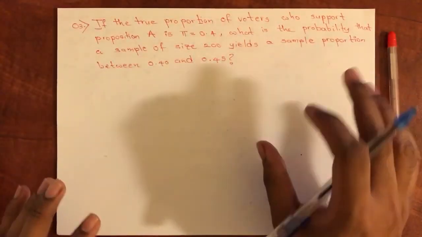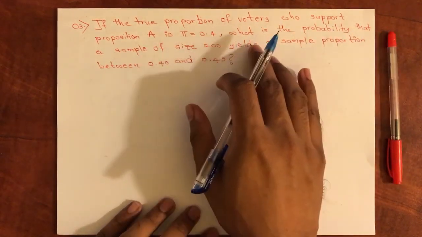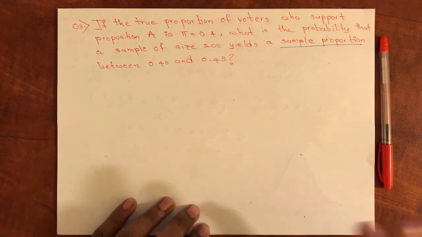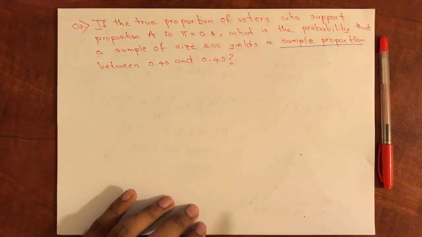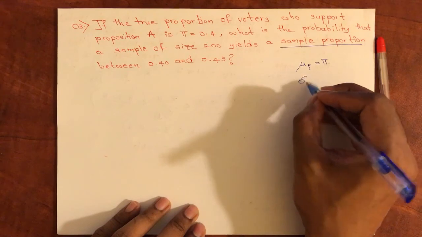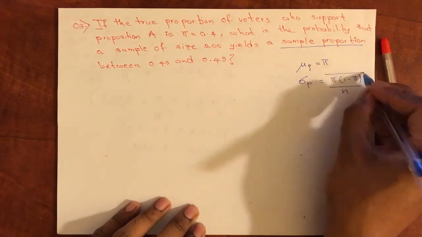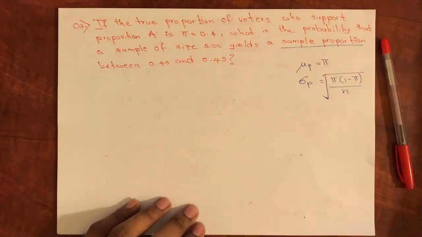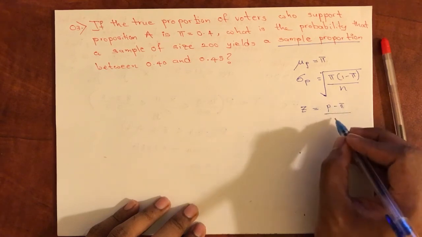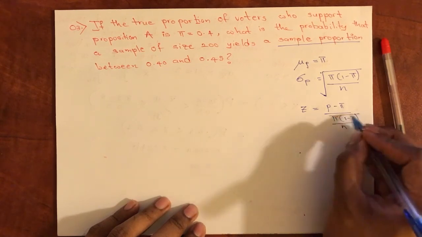Right, so how do we solve this? First, look at the question. They're asking what is the probability that a sample size of 200 yields a sample proportion. So you know that this is talking about the sampling distribution of P, which is proportions, right? So you quickly write down that mu P is pi and sigma P is the square root of pi times 1 minus pi divided by n. You write these things down. And you also write down that Z is P minus pi divided by sigma P.